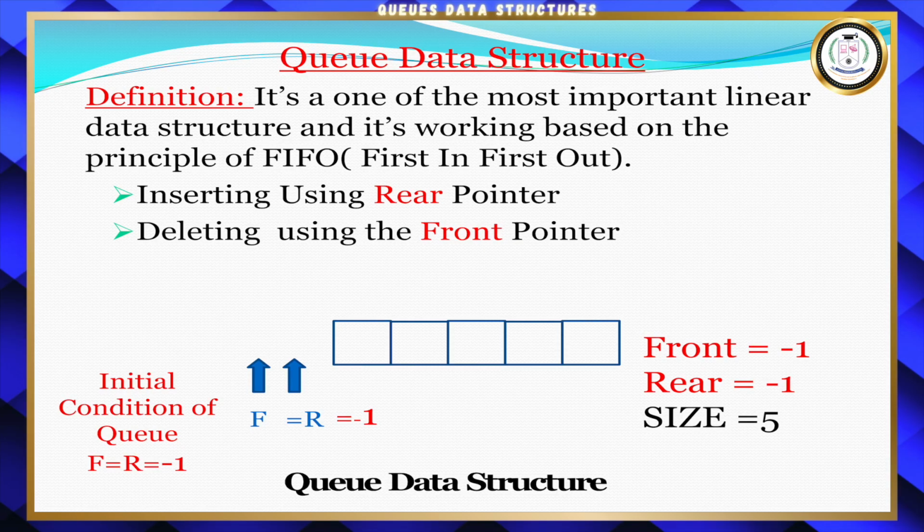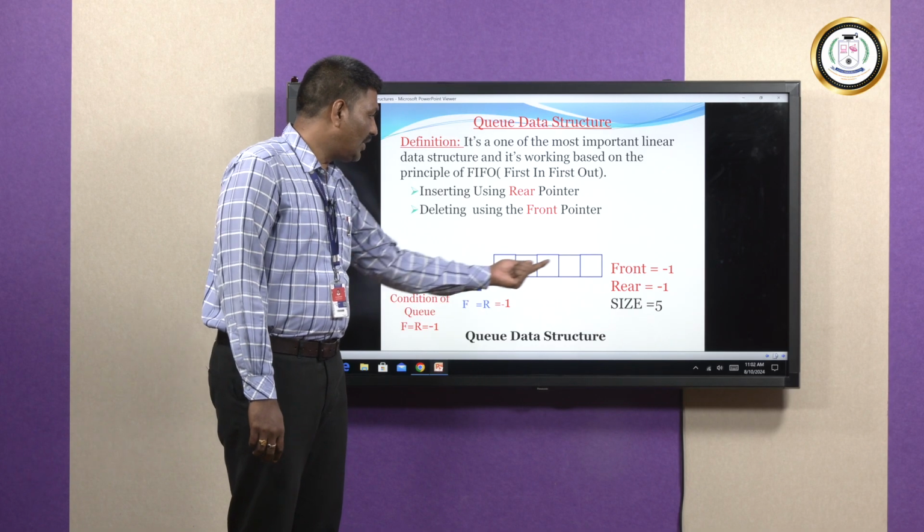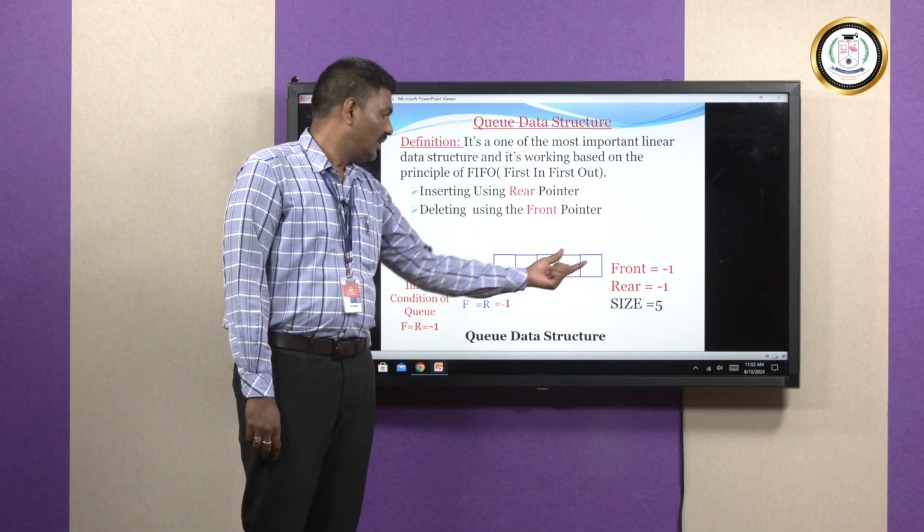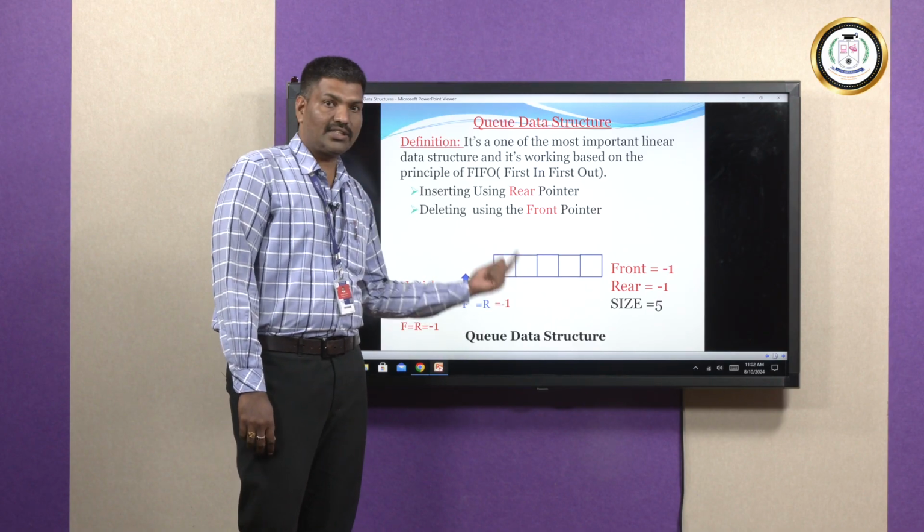Then there are two pointers, rear and front. Usually in the data structure, we insert elements and delete elements. For inserting the element, we use the rear pointer, and for deleting the element, we use the front pointer. So, this is an example of the data structure of a queue.